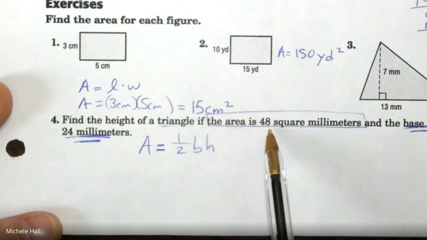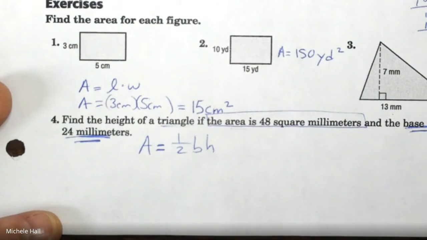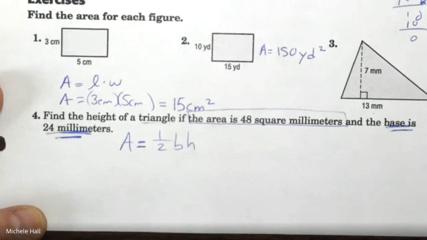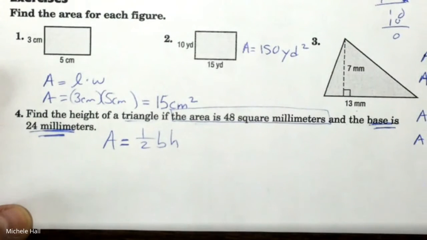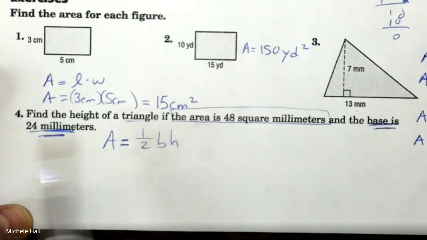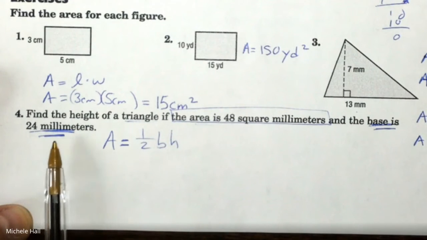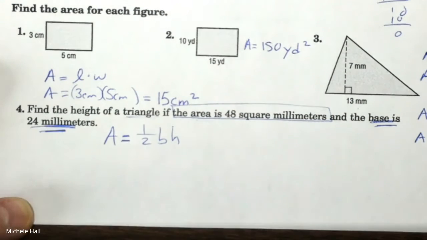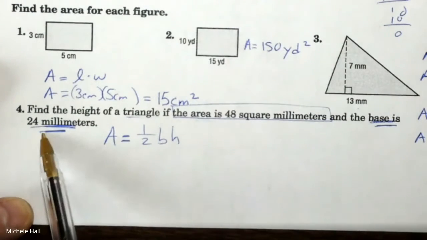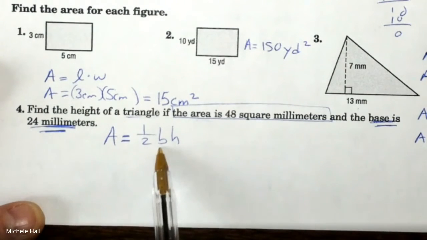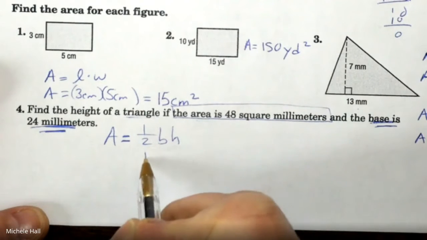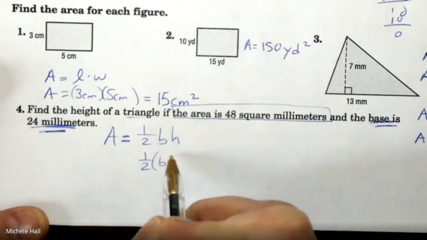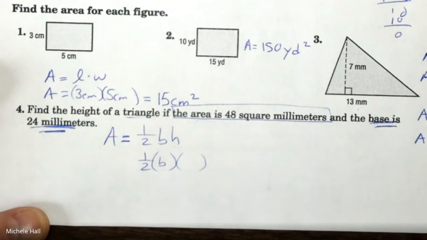It says the area is 48. Where do I substitute that into this equation? Which variable am I going to substitute it in for? Maybe we're not sure on that. Let's try the next one. Where do I substitute in 24 millimeters? What does it say that the 24 millimeters is? What did I underline? Remember, we're always trying to make phrases by putting squares around it, underlining it. It says the base is 24. So I should be substituting that in for the base. So I have 1/2 times the base, and I'm just going to put another parenthesis for my h.